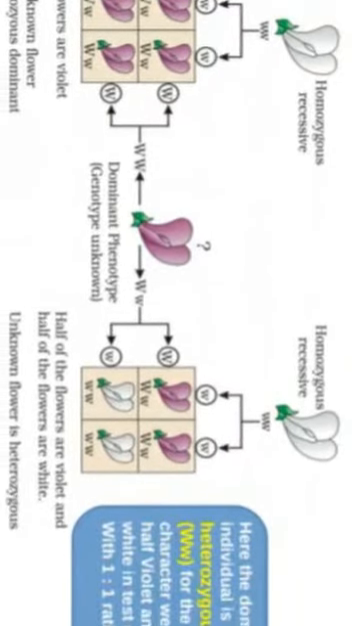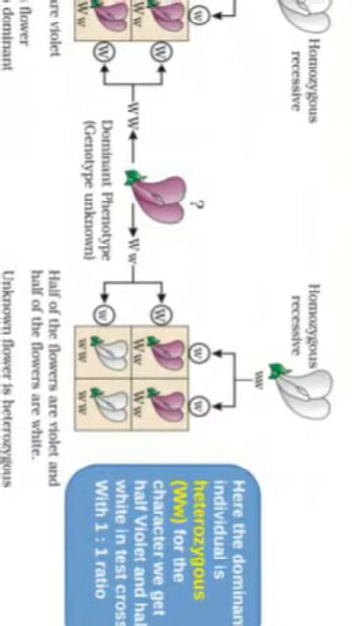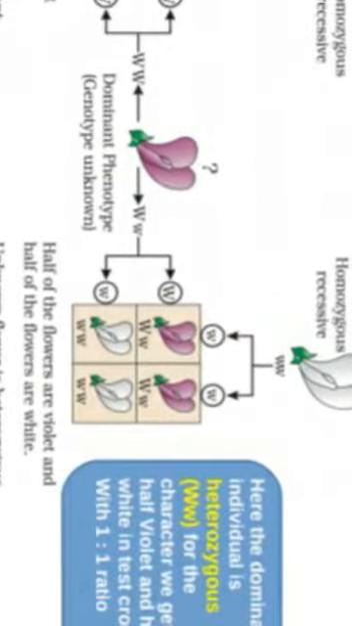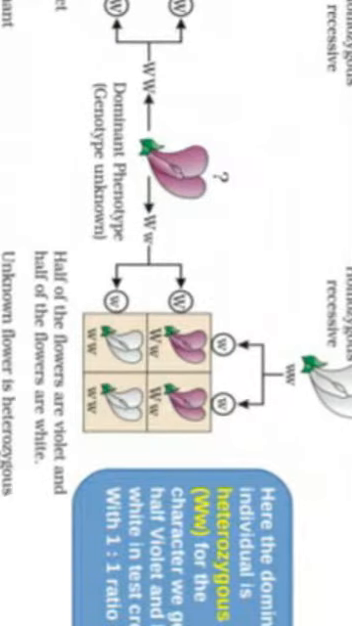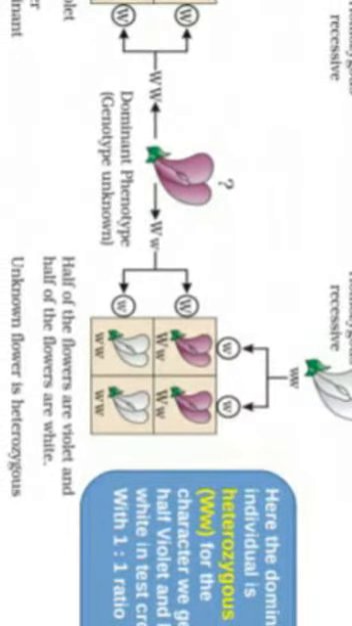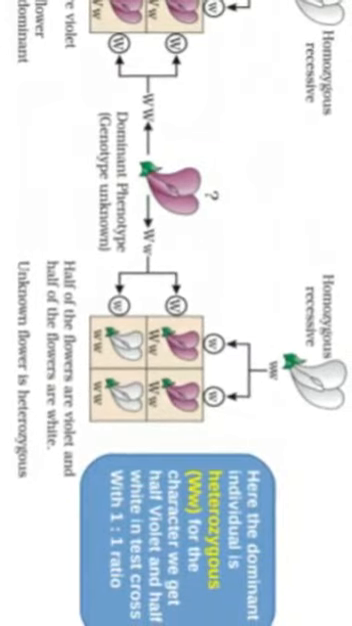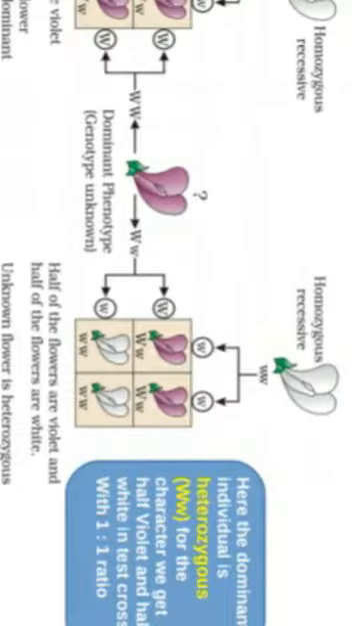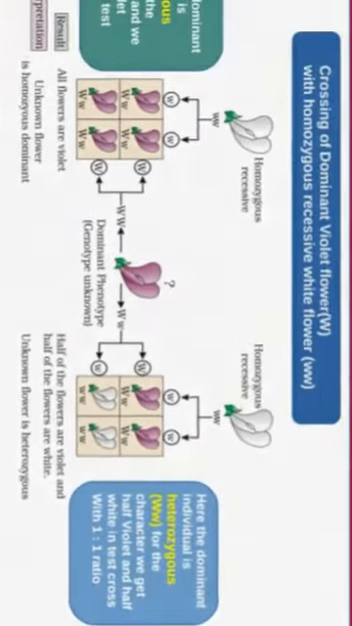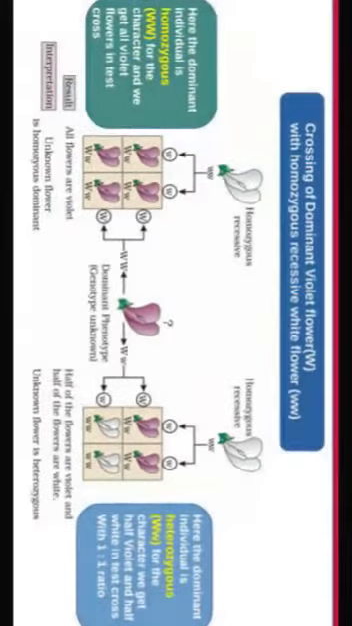On the other hand, if it is in heterozygous condition, when it is crossed with the homozygous recessive, half of the flowers are violet and half of the flowers are white. So what is the genotype of the unknown flower? It is heterozygous, that means capital W and small w. So this is the figure or example for the test cross given in your textbook. You have to draw this in your notebook. Is it clear?